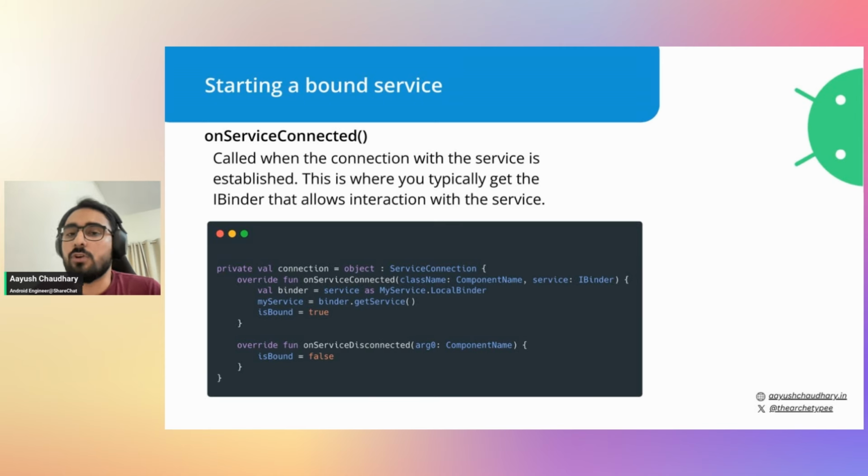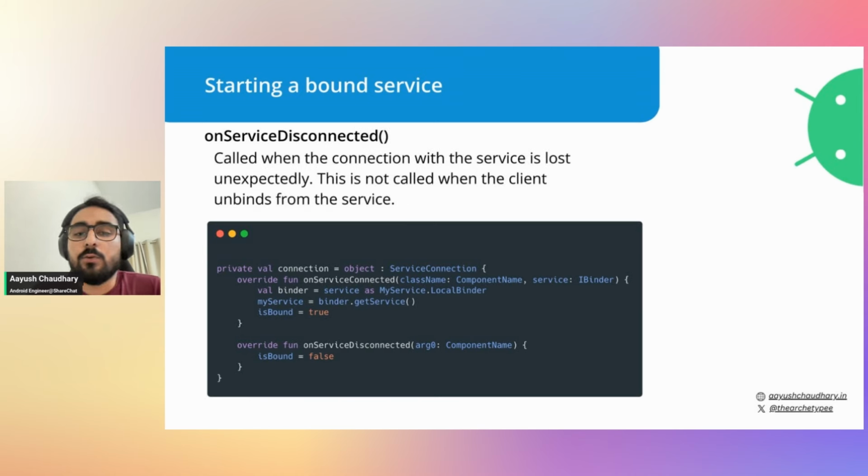This method is also called on the main thread, so make sure if you are doing any heavy work, use a separate thread. Then onServiceDisconnected is called when the service loses connection unexpectedly. This will not be called if you call unbindService to unbind the service.